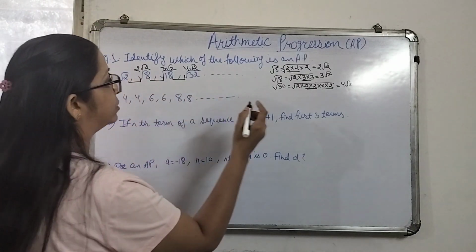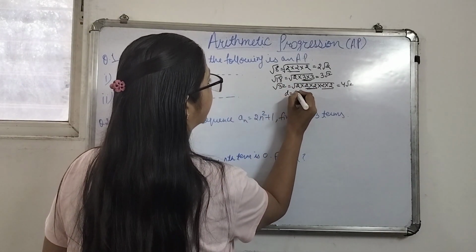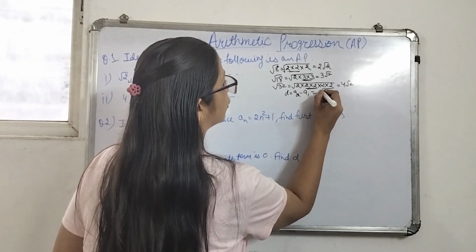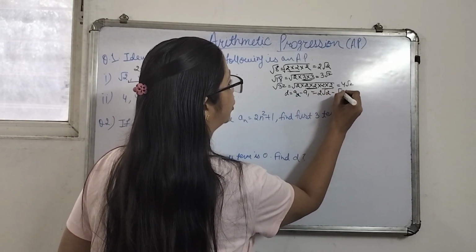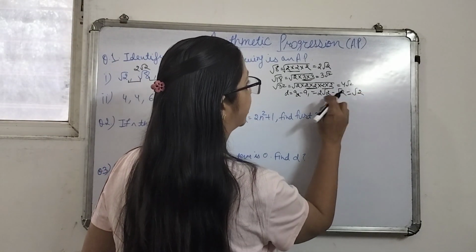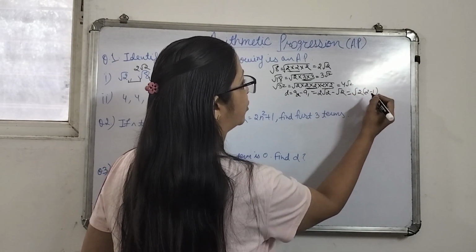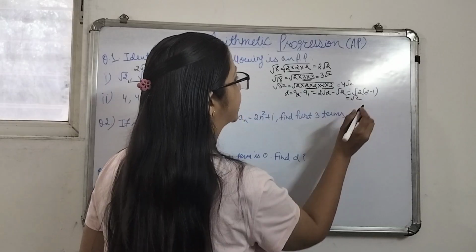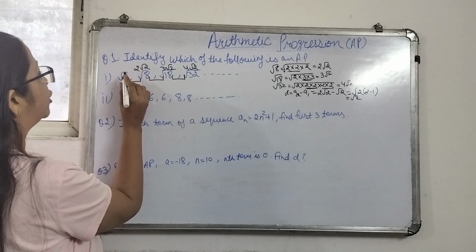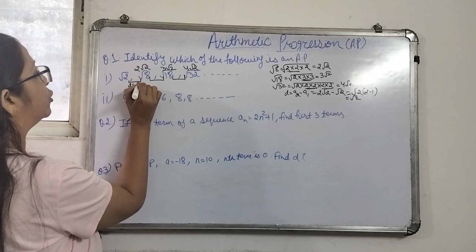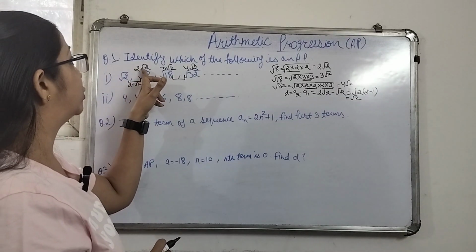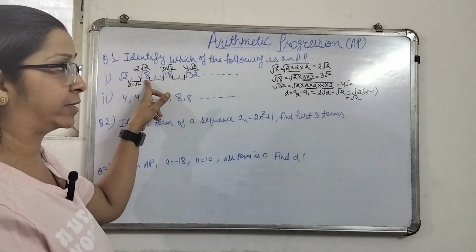Now from the first two terms, the value of D will be A2 minus A1, that is 2 times root 2 minus root 2. Root 2 could be taken common from here. If we take root 2 common, it will be 2 minus 1, that is root 2 itself. That means from A1 and A2, the value of D is root 2. If in root 2 we add root 2, we get 2 root 2, or we get root of 8.